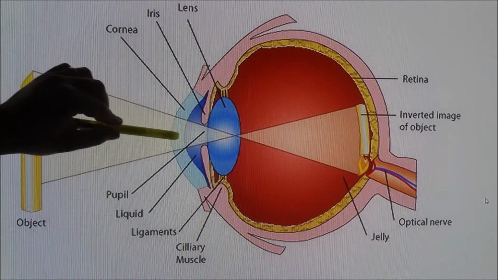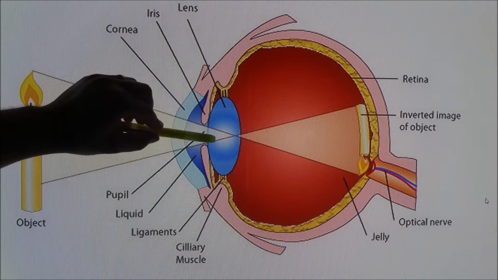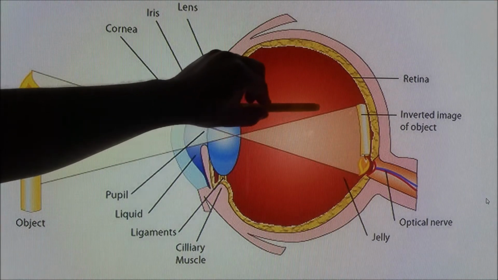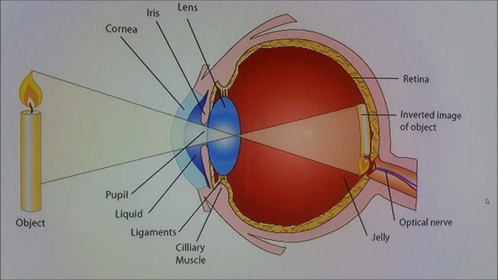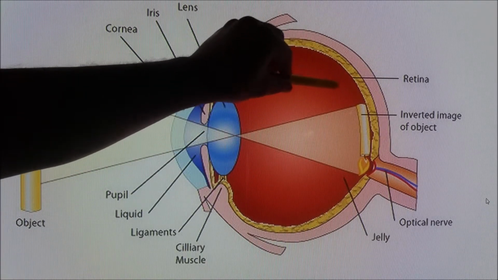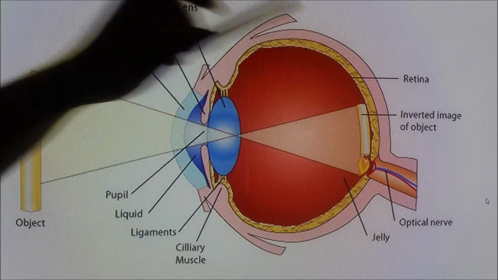The light passes through a convex-shaped lens which refracts the light rays and focuses them toward a central point, inverting the image onto the retina. The retina is a very thin layer of tissue at the back of the eye that contains millions of light-sensitive nerve cells called rods and cones.